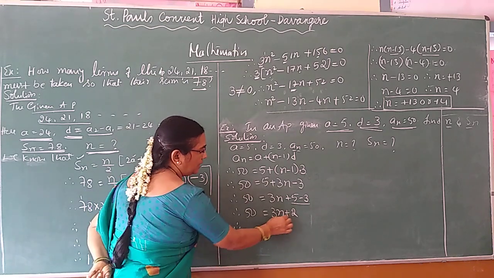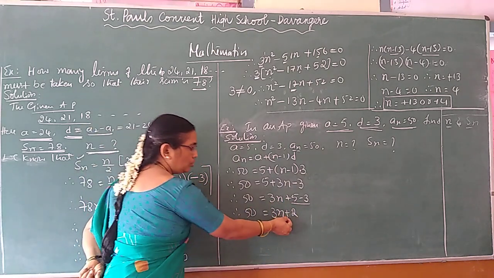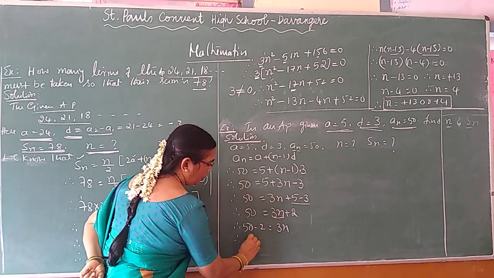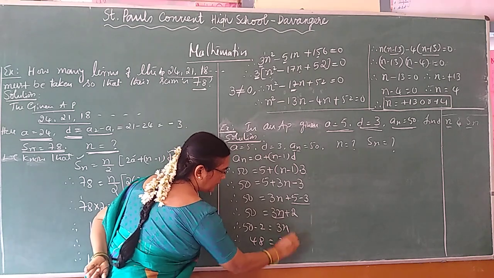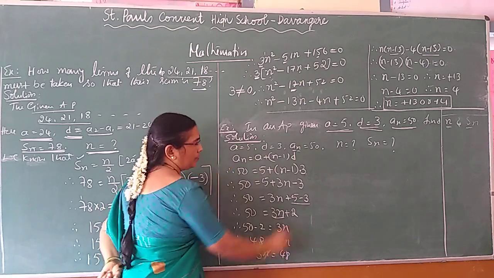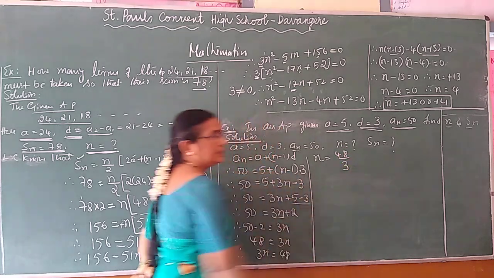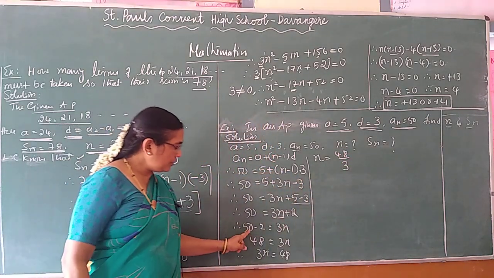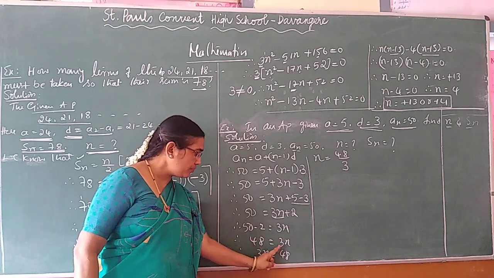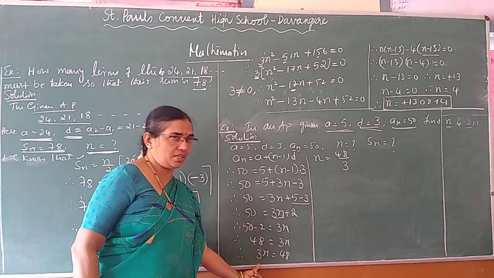Therefore, now you consider the value of n. For that you have to transfer to LHS. The plus 2 becomes minus. That is equal to 3n. So that is 48 is equal to 3n. Therefore, 3n is equal to 48. Then we have the value of n is equal to 48 by 3. So 50 minus 2 is 48 is equal to 3n. Transferring to the other side, there is no change because the whole terms are changing.